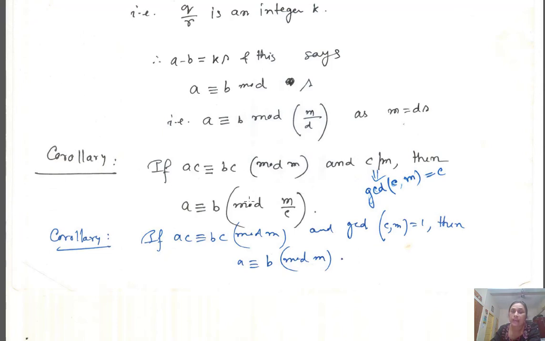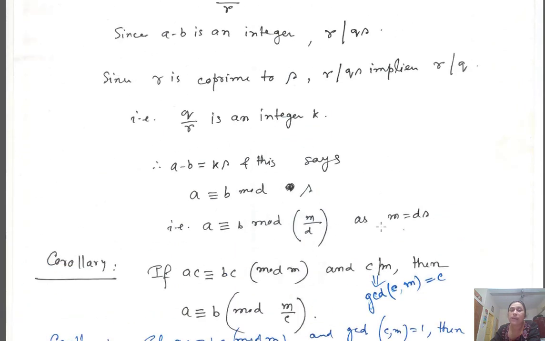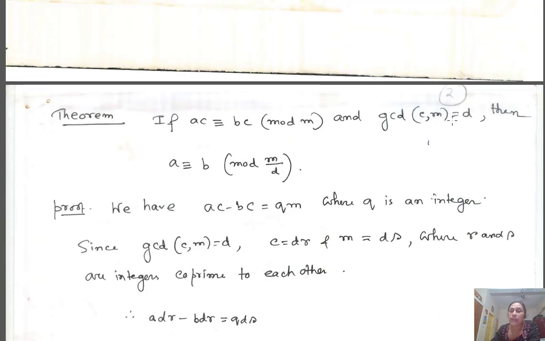Okay, in this case, from this, another corollary I can derive. Suppose GCD of C and M is 1. If the GCD of C and M is 1, then this C I can cancel out from both sides, and GCD being 1 means this congruence gives me A congruent to B modulo M. So this cancellation law holds provided C and M are co-prime.